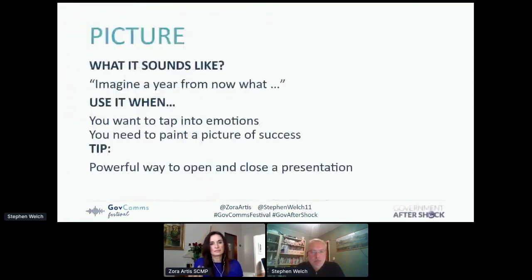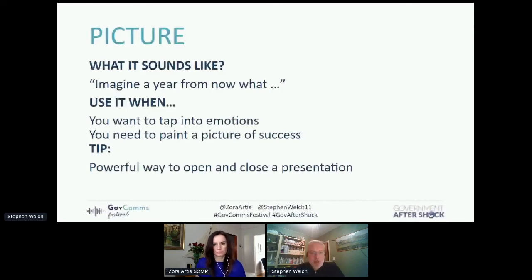As I said, you tap into the emotion, you paint the picture of success, and it's a really strong way to open and close a presentation, just showing that vision and painting that picture. So it's quite an important piece. Stephen, did you want to add to that? No, I agree with that 100%. I think communicators who can use inform and picture in conjunction with each other can really produce stronger arguments and achieve greater influence than if they just use one particular style.